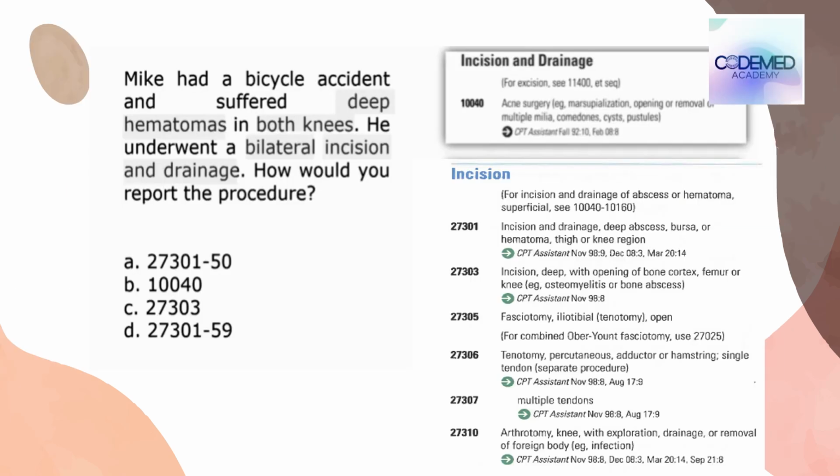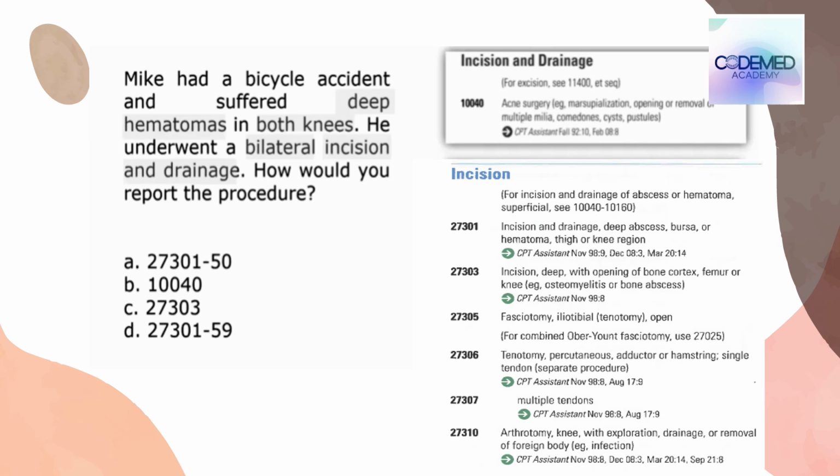Mike had a bicycle accident and suffered a deep hematoma in both knees. He underwent a bilateral incision and drainage. How would you report the procedure code? Let us see the first code, 27301. It talks about incision and drainage, deep abscess, bursa or hematoma, thigh or knee region. 10040 talks about acne surgery, and it is mainly the integumentary system.